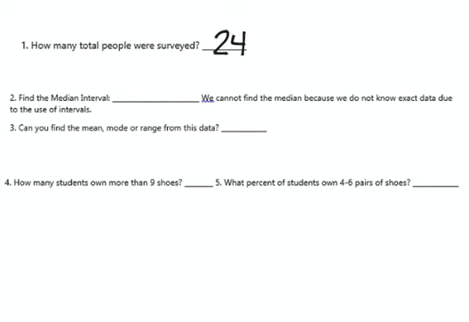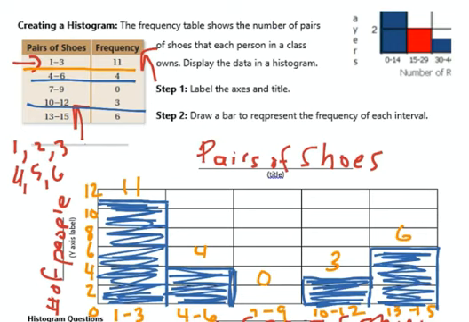Now, mine looks a little messy, but I would like you to draw tallies over each of the bars to represent how many tallies that bar is worth. So for interval 1 to 3, you're going to give it 1, 2, 3, 4, 5, 6, 7, 8, 9, 10, 11 tallies, because there are 11 people who have 1 to 3 pairs of shoes. For 4 to 6, give it 4 tallies. For 7 to 9, nothing. Give 3 for 10 to 12, and 6 for 13 to 15.